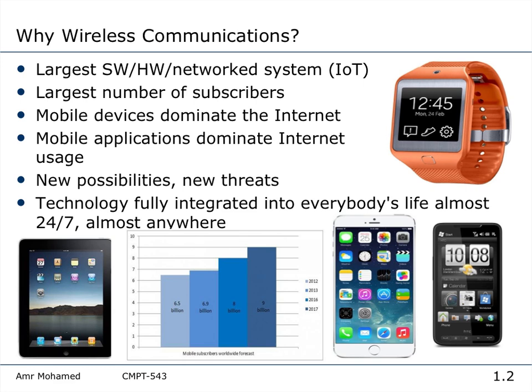One particular nature is that wireless relies on electromagnetic waves that travel through the air, right? By nature, these electromagnetic waves are broadcast in the air, which means that they can be listened to by anyone. Anyone can listen to these electromagnetic waves, and they can extract information from them. So you cannot hide it.